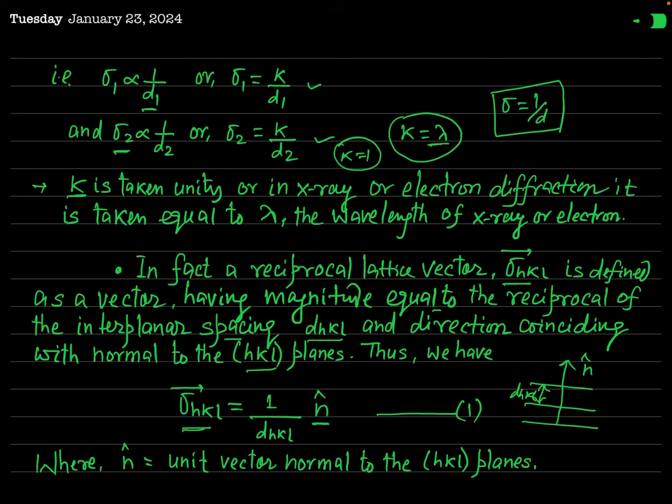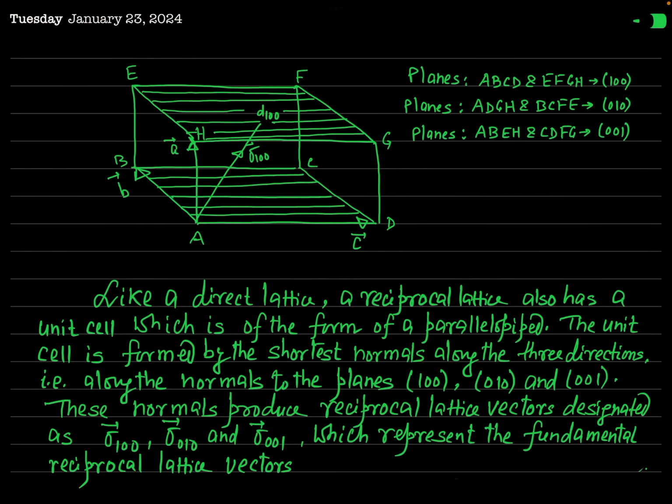Now, as you know, the direct lattice has a unit cell. In a similar manner, the reciprocal lattice also has a unit cell. So how can we define the unit cell of a reciprocal lattice, and what will be the primitive translation vectors of the reciprocal lattice? Now we will learn about it. For this you can see this figure.